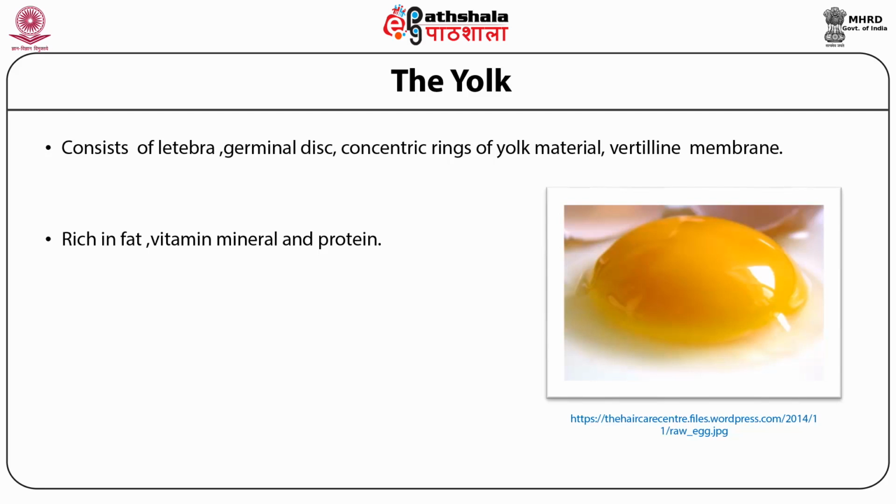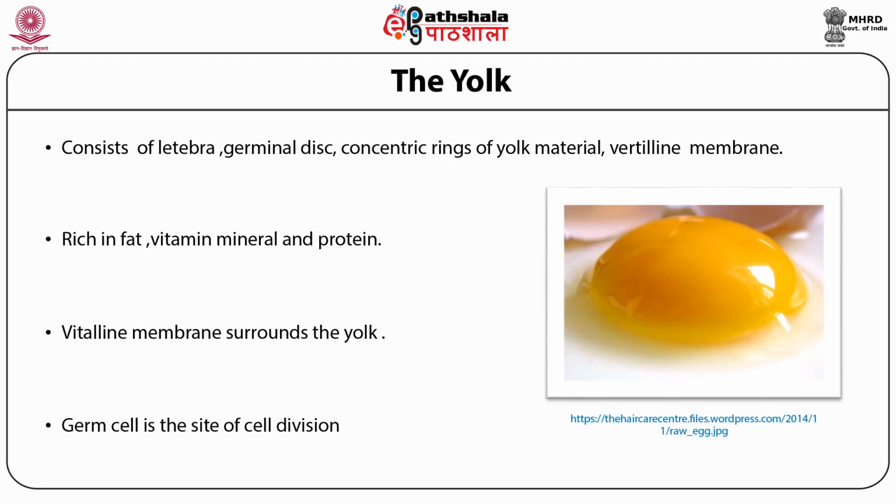A transparent barrier called the vitelline membrane surrounds the yolk and prevents the yolk contents from leaking into the albumin. Inside the yolk is the germ cell, or as earlier described, it is also known as the germinal disc. This is the site of cell division of the egg, if the egg is fertile.